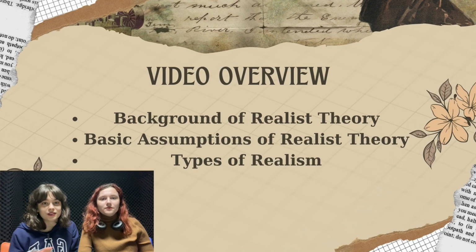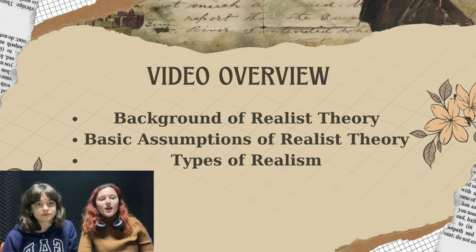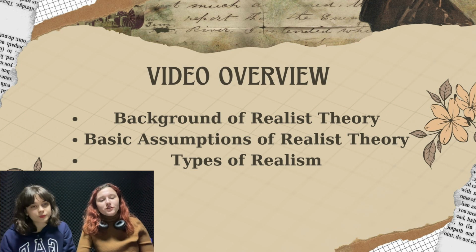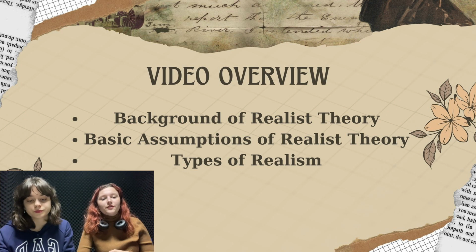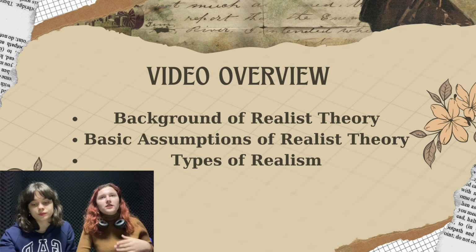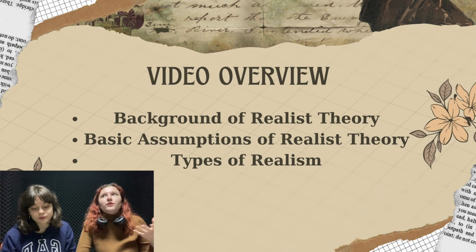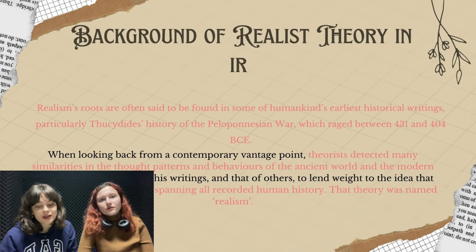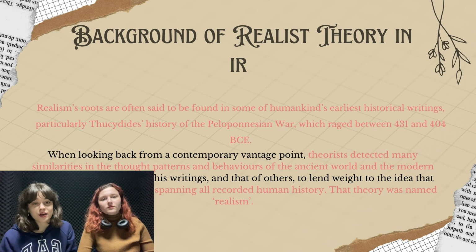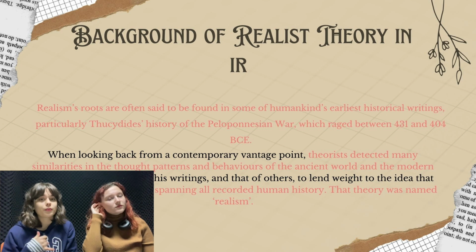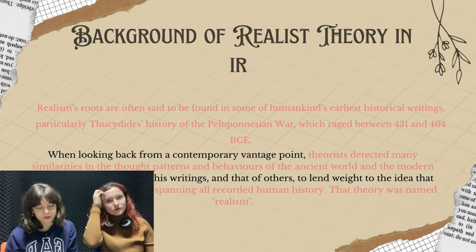So as you can see on the screen, this is the presentation that we're going to talk about. And this is a brief video overview. The basic things we're going to be talking about are the background of realist theory, basic assumptions, types of realism, and a conclusion, like where does realism stand right now? So to begin with, what is realism? It's a school of thought that emphasizes the conflictual and competitive side of politics. It's based on power, competition and conflict.